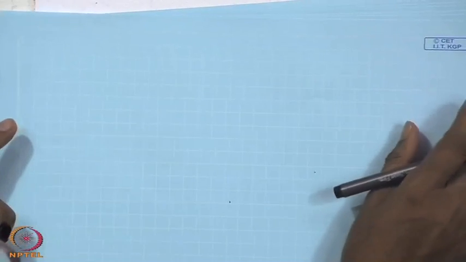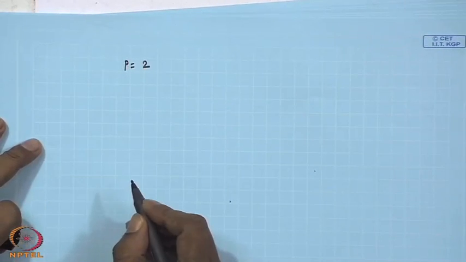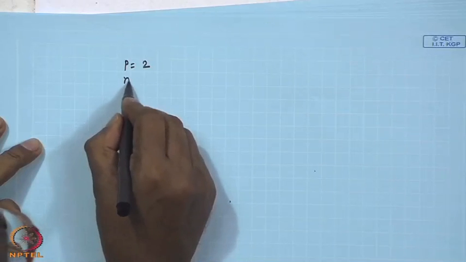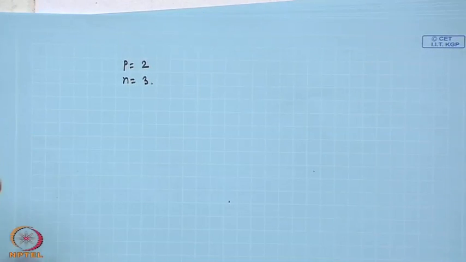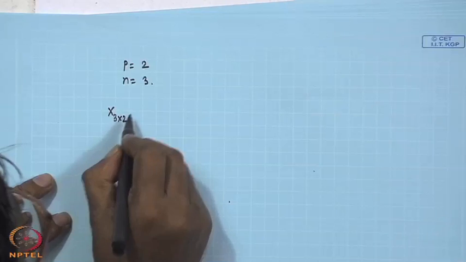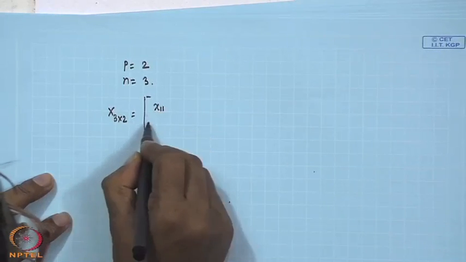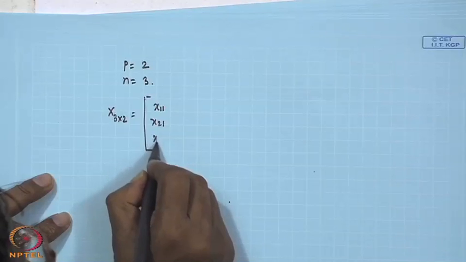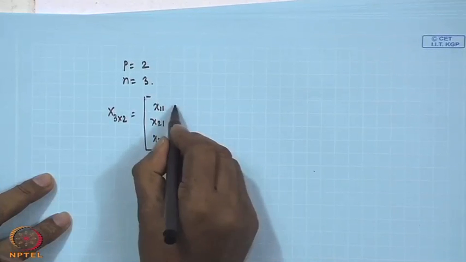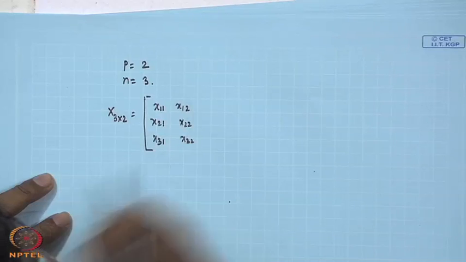So, I am taking now, let p equal to 2, n equal to 3, just to reduce the complexity of repeating the same calculation. Then my X matrix will be 3 cross 2, which will be like this: x 1 1, x 2 1, x 3 1, then x 1 2, x 2 2, x 3 2.